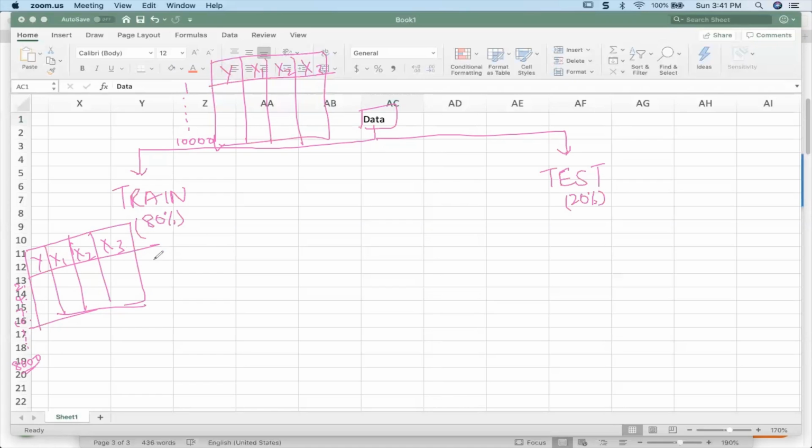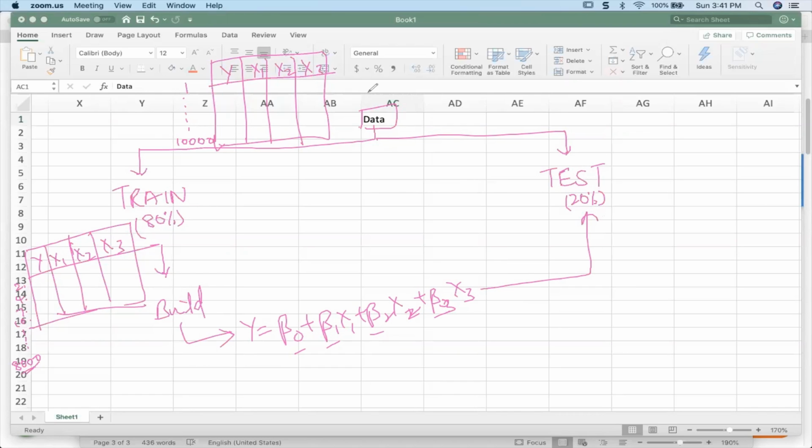Then what should you do? You have to build a model. What do you mean by building a model? You establish the mathematical relationship between y and x. y is equal to beta naught plus beta 1 x1 plus beta 2 x2 plus beta 3 x3. So what did your model just learn? Your model has learned these parameters or coefficient values. Then you test this on the test data.